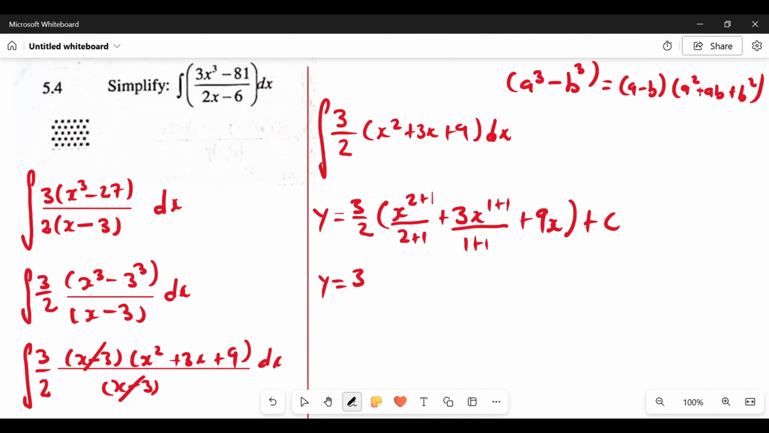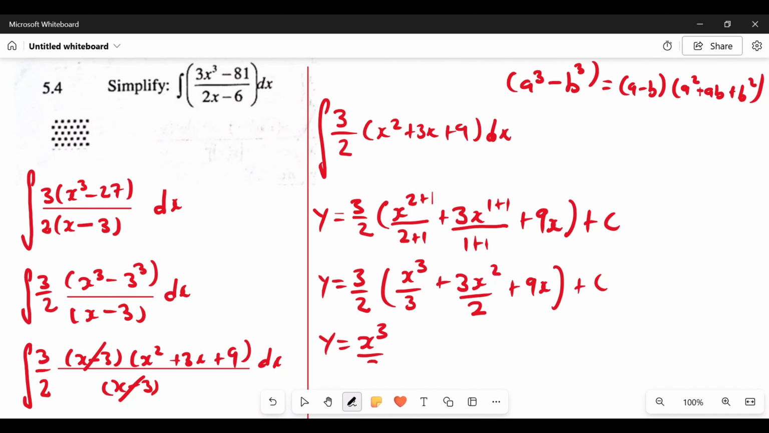So let's continue. We have 3 divided by 2. We're going to have x to the power of 3 divided by 3 plus 3x to the power of 2 divided by 2 plus 9x plus c. Right, so we need to remove the bracket by multiplying with our 3 over 2 outside the bracket. So when you do that, the first term is going to be 3 over 2 multiplied by x to the power of 3 over 3. This 3 and that 3, they will cancel each other. So you're going to be left with x to the power of 3 divided by 2 for the first term.